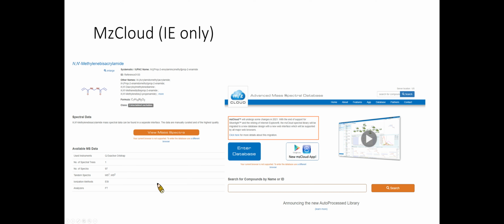mzCloud is also a publicly accessible online database of mass spectrometry data and related information. However, only IE browser supports the operation of mzCloud.